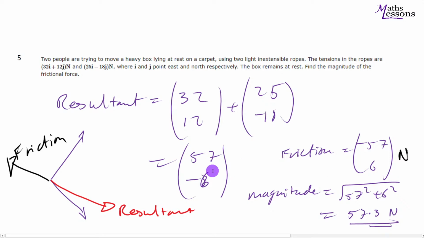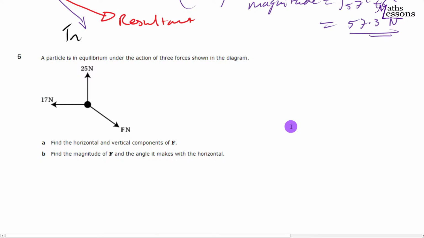It's got to be opposite to the resultant, because the resultant must be the combination of these two tensions. Okay. The resultant, there's your first tension, there's your second tension. These are your two tensions. We replace them with one resultant. Therefore, that is your resultant force. Now, if that is not negated, then the thing will start to accelerate. And as it's not moving, because the box remains at rest, the friction must be in exactly the opposite direction. Right. Okay. We'll finish off today with this question.